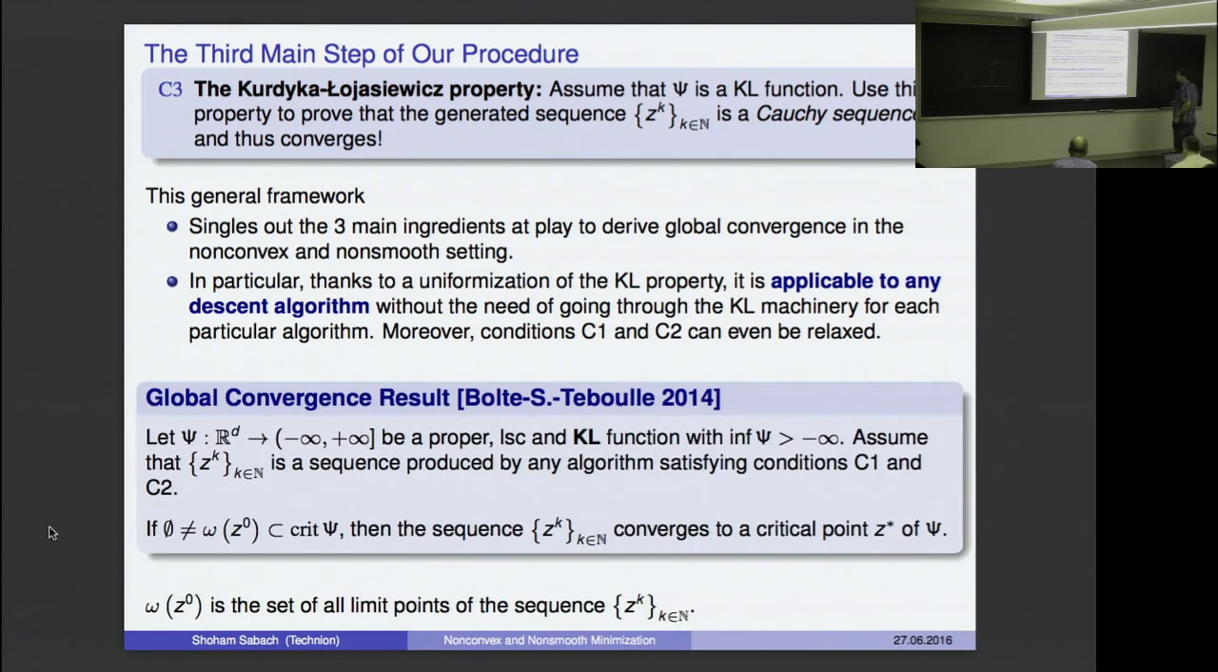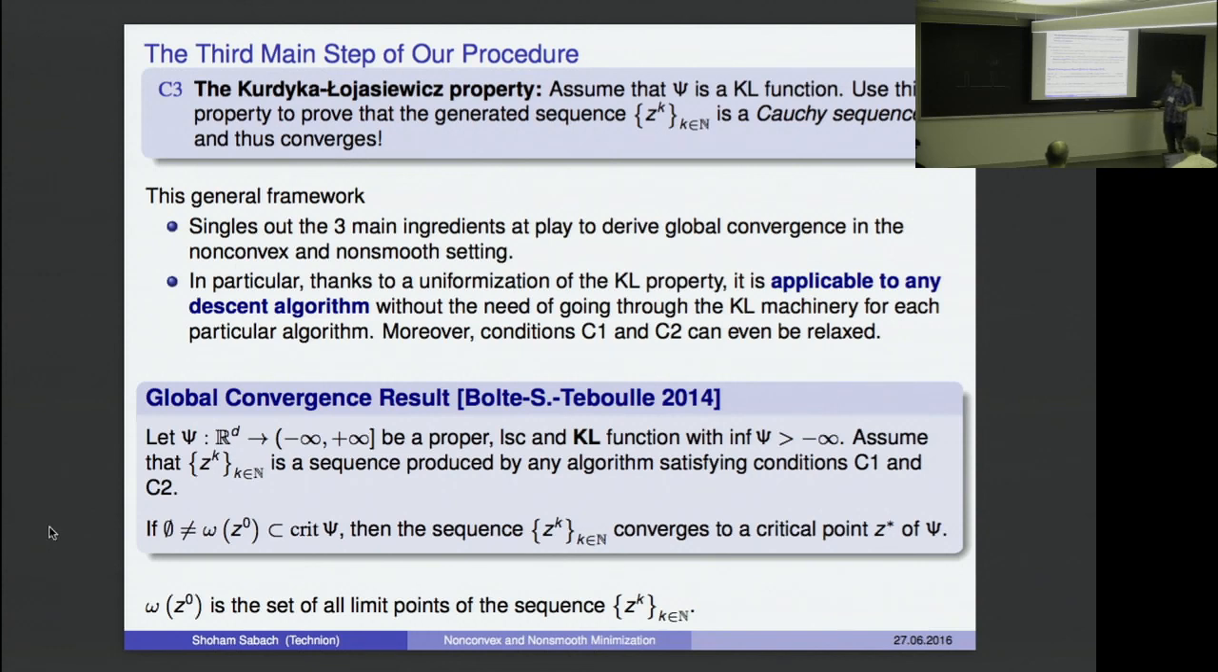So if you want to summarize the general framework that I discussed, then we have this theorem. Let psi be a proper lower semi-continuous function, which is bounded from below. And here we add the KL assumption. This is the assumption that we need on the data. And assume that z_k is a sequence produced by a generic algorithm satisfying conditions C1 and C2 that I presented in the previous slide.